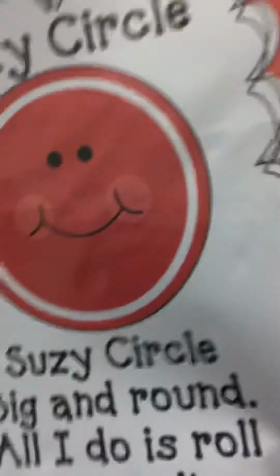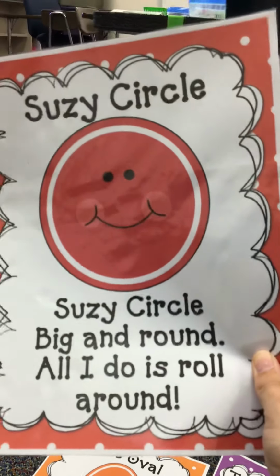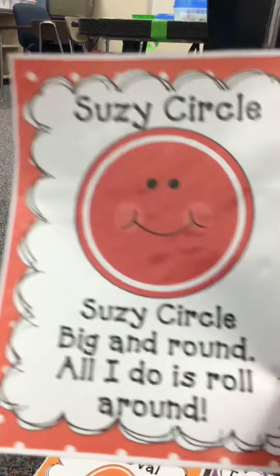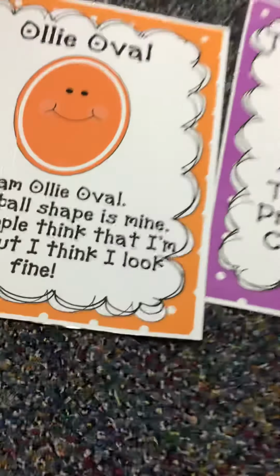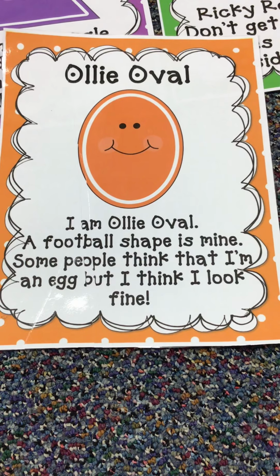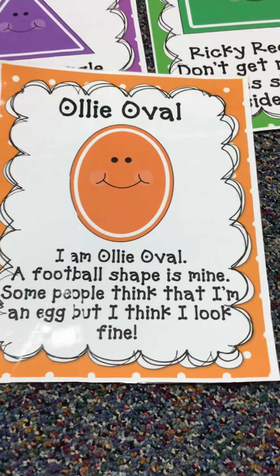This is a review from last week, Susie Circle. Susie Circle, big and round. All I do is roll around. This is Susie Circle. Our next one is a review from last week. This is our Ollie Oval. I am Ollie Oval. A football shape is mine. Some people think I'm an egg, but I think I look fine.